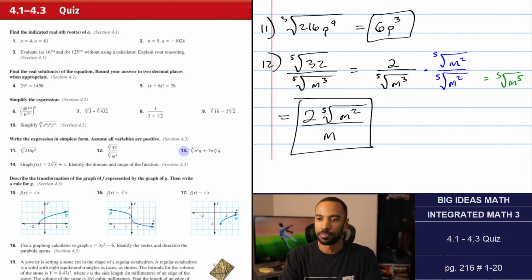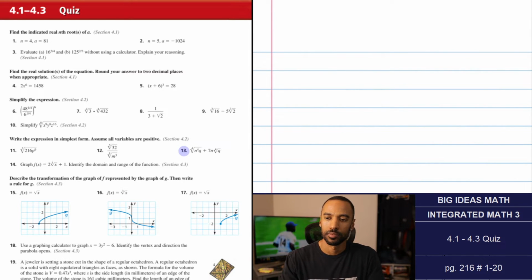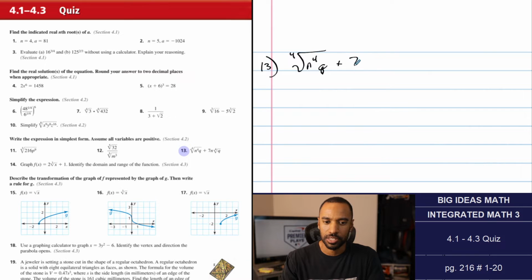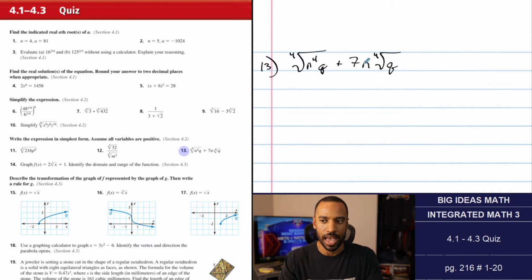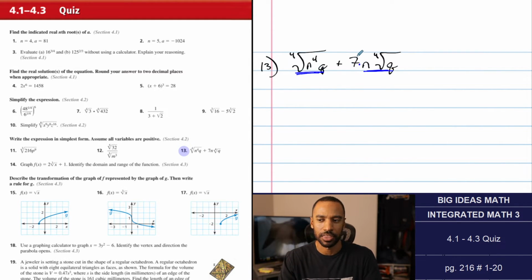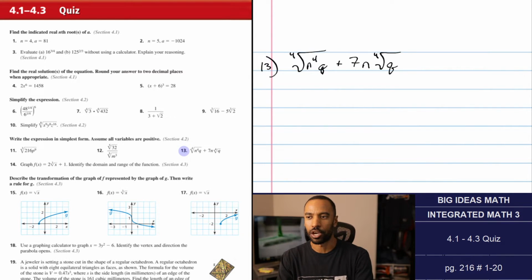Number 13. Number 13, we have the 4th root of n to the 4th times q plus 7 times n times the 4th root of q. Once again, this is all going to be about kind of combining like terms. Even if you consider n, even though it's on the outside, you can almost consider it like a variable within. I want these to be the same, and they're not the same. And I want to then add the coefficients afterward.